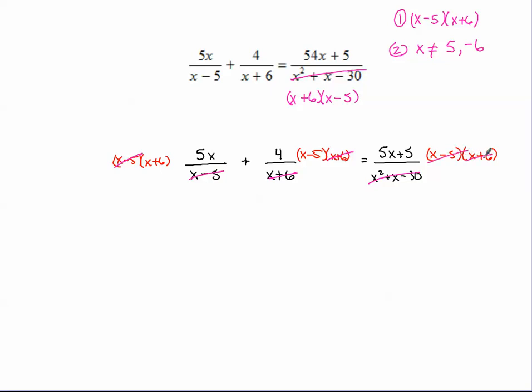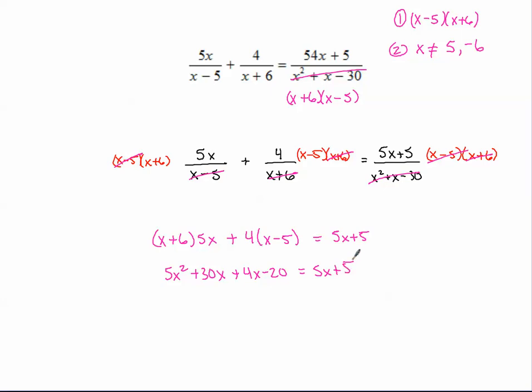And so what am I left with? Well, I have the x plus 6 left. And that's being multiplied by our 5x plus 4, and that's being multiplied by the x minus 5. And that is equal to, well, we have the 5x plus 5. Both of these went away when we canceled out our denominators, so now we can solve this. So I'm going to distribute out. So this is 5x squared plus 30x plus 4x minus 20 is equal to 5x plus 5.